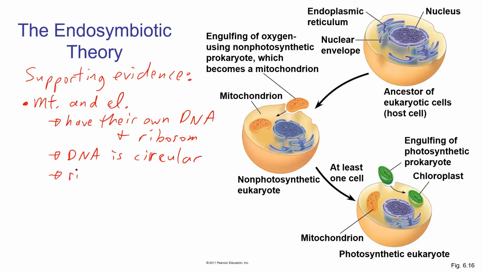The ribosomes. The ribosomes are 70S. So where have we seen 70S ribosomes before? We've seen those in bacteria.